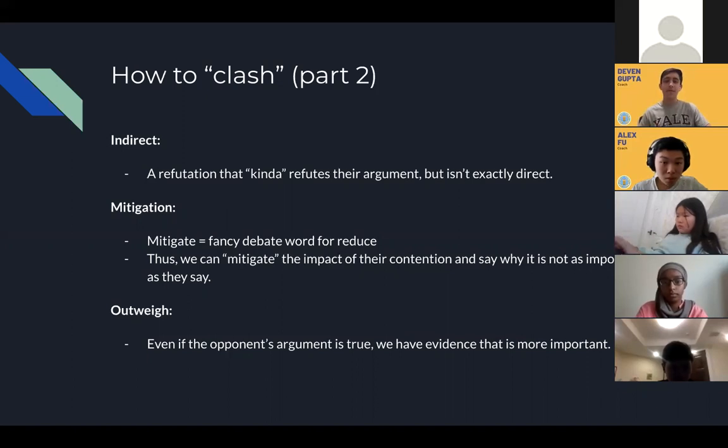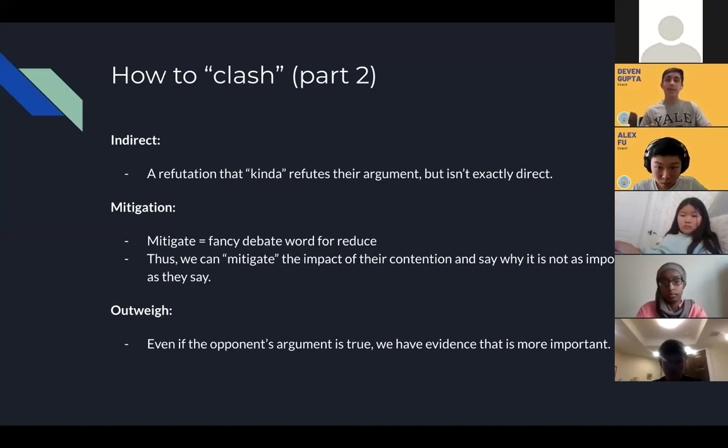For example, if they bring up a contention and they say that we are going to have a recession that's going to impact the entire world, you can mitigate this by saying, it's not going to impact the entire world because of A, B, and C. It's only going to impact just a country. In this case, you're just mitigating the impact of their claim. You're not fully taking it out. You're just making it so it doesn't matter as much in the debate round.